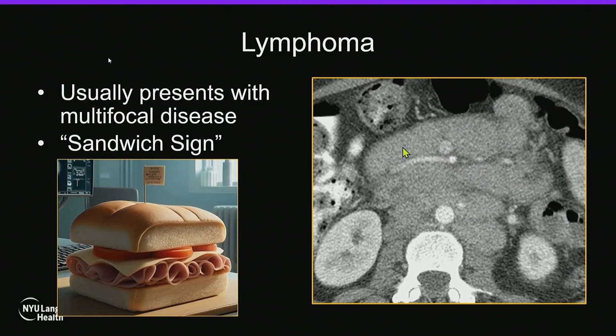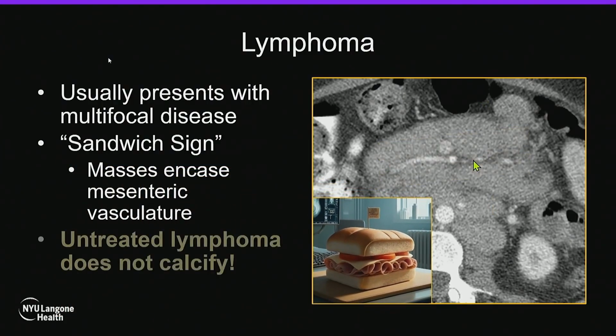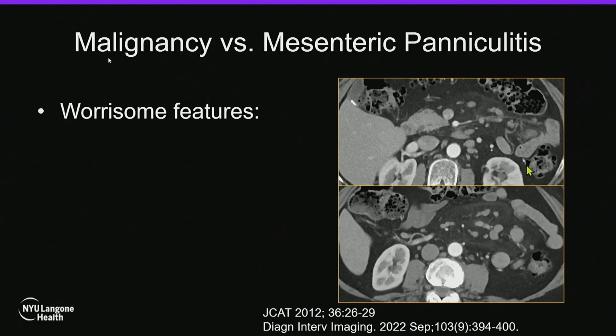And when you see this here, this is frequently described as the sandwich sign, where you can see this involvement of these two leaves of the mesentery and this relative preservation of the vasculature and fat in between, looking like a sandwich, right? So one thing that's very helpful is to remember that untreated lymphoma does not calcify. It can in super high-grade cases, but for all intents and purposes, if you see calcification within these mesenteric masses, you can eliminate lymphoma from your differential diagnosis.